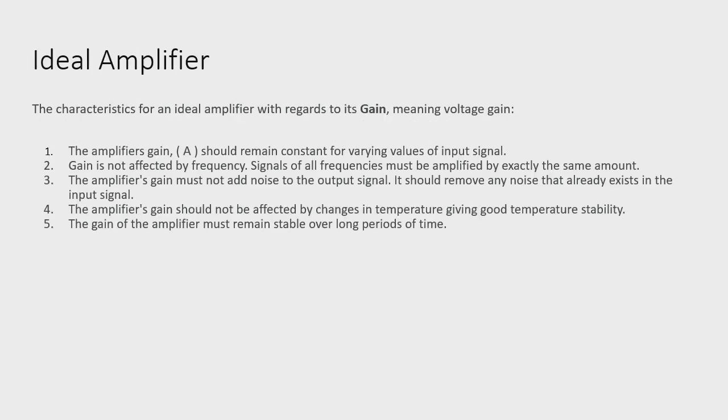Let us now look at the characteristics of an ideal amplifier. Number one, the amplifier gain should remain constant for varying values of the input signal. Number two, the gain is not affected by frequency. That is, the signals of all frequencies must be amplified by exactly the same amount. Number three, the amplifier's gain must not add noise to the output signal. It should remove any noise that already exists in the input signal. Number four, the amplifier gain should not be affected by changes in temperature, giving good temperature stability. Number five, the gain of the amplifier must remain stable over a long period of time. But in real life, it is far-fetched.